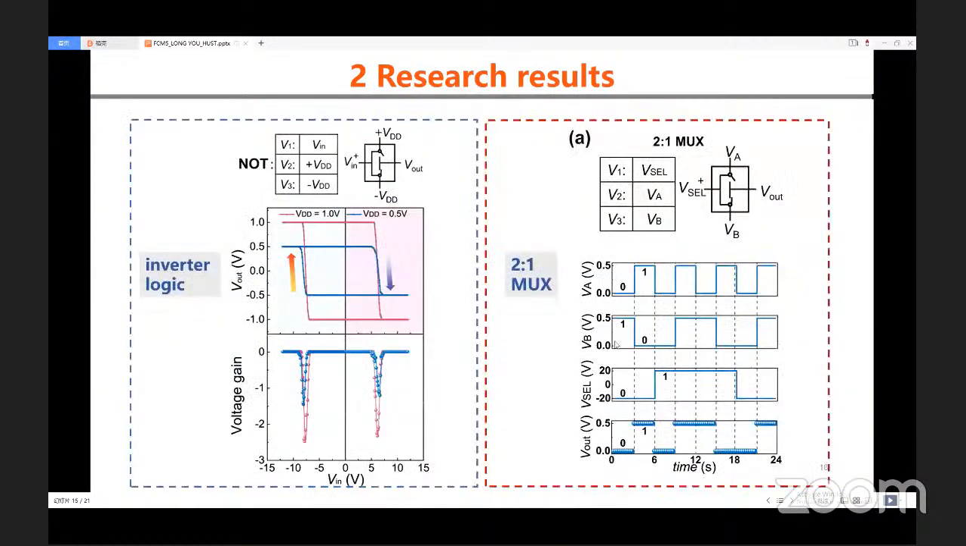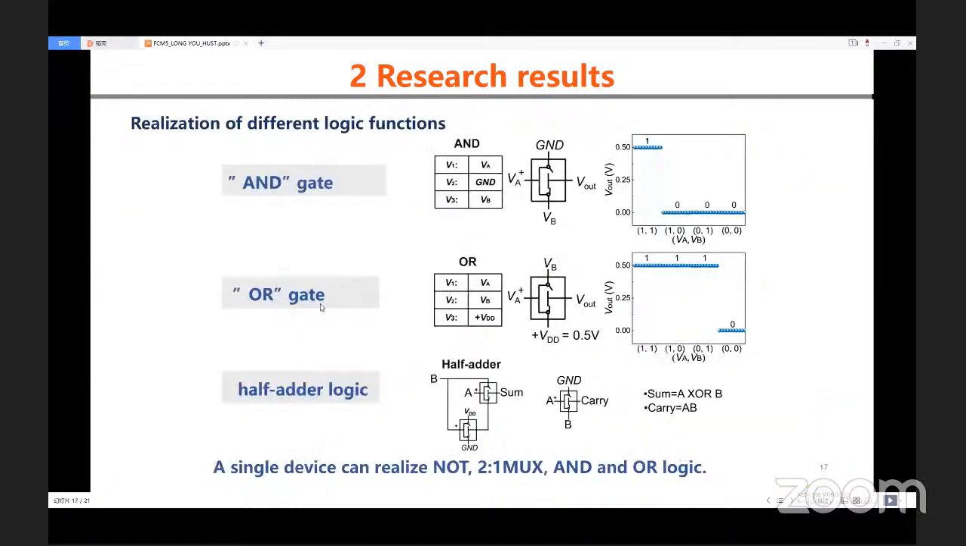This is the output characteristic of our fabricated inverter logic, and this is the circuit diagram. When input voltage is high, the output voltage is low. This is a 2-to-1 multiplexer. When this cell is assigned to 0, Vout outputs the signal of VA, and when this cell is set to 1, Vout is consistent with VB. We also demonstrate AND and OR logic. This is a half-adder logic based on two devices.